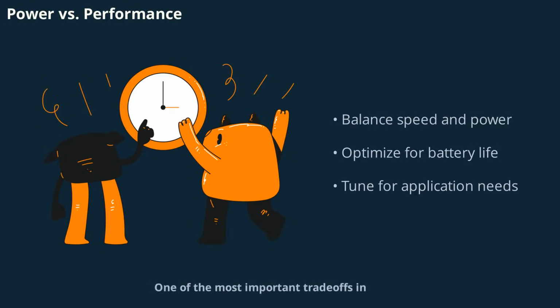One of the most important trade-offs in embedded design is between power consumption and performance. Higher clock speeds improve performance but drain more power. By carefully selecting clock frequencies and optimizing code, you can achieve the right balance for your application, especially in battery-powered devices.